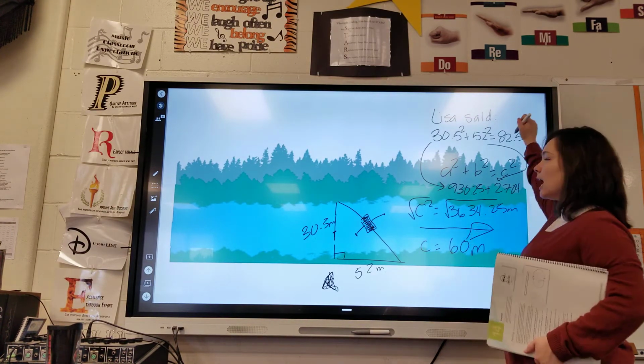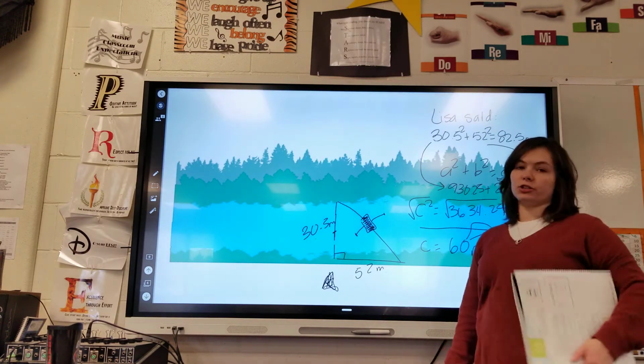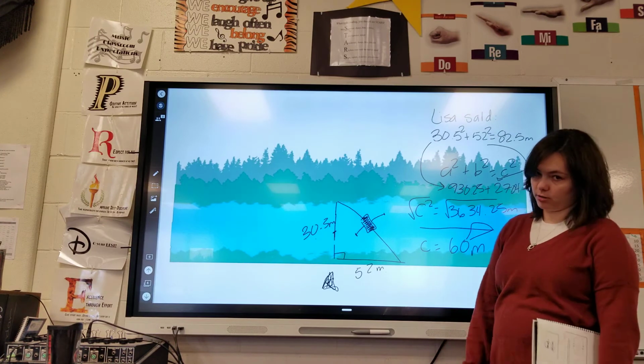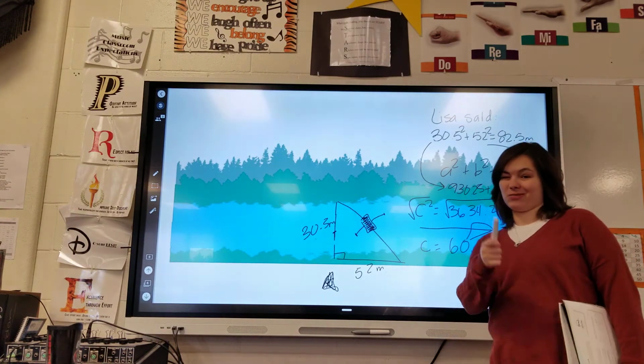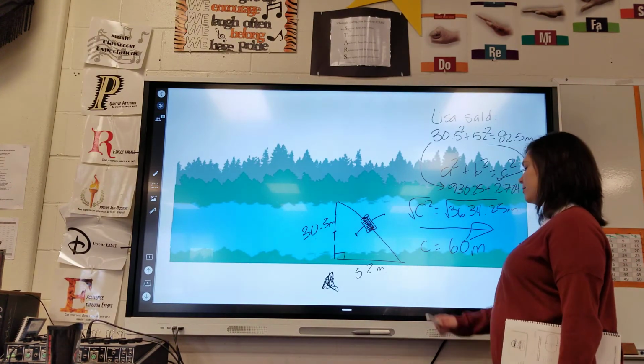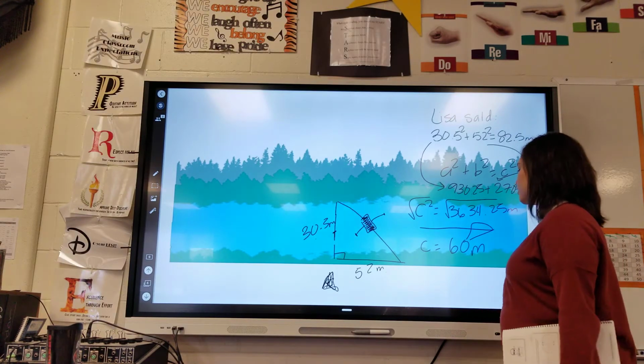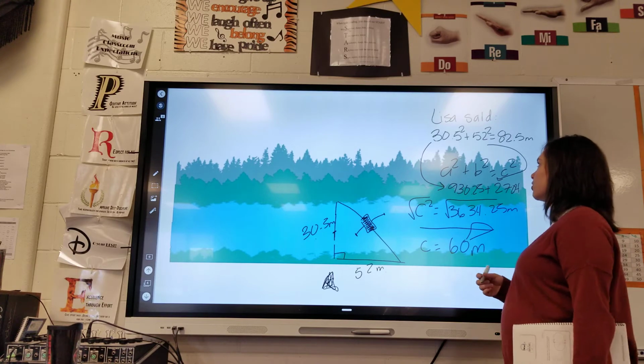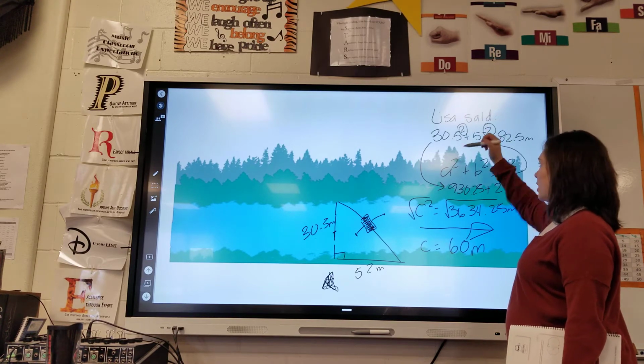60 meters is a lot different than 82 meters. I certainly would not want to be in a boat for 20 more meters than I'm supposed to be in, especially if you have to go to the bathroom and you need to get to that tent or that campsite, or you're hungry and you want a s'more. So that is the correct way of solving this, and Lisa was incorrect because she did not square each of the values.